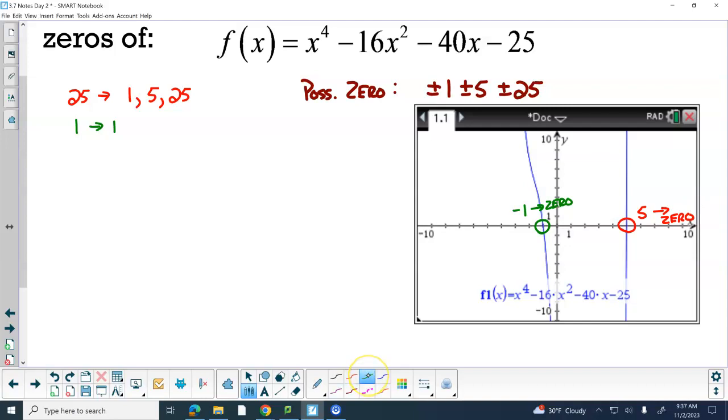So, if -1 is a 0, what is the factor? X plus 1 is the factor.